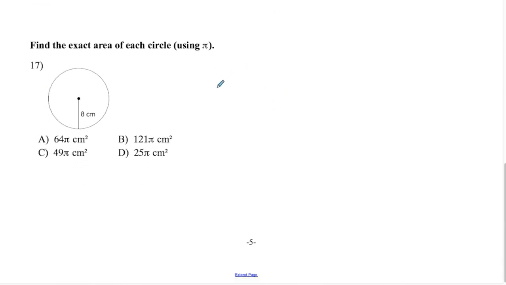Find the exact area of the circle using pi. Remember that the area of the circle A is equal to pi r squared, not 2 pi r or 2 pi d. That's circumference. This is area. Circumference is not being asked on the final, so you don't need to memorize it. But here we go. Area is pi r squared, so area therefore is equal to pi times this 8 squared. So pi times 64. 64 pi is the answer. Correct answer is A.